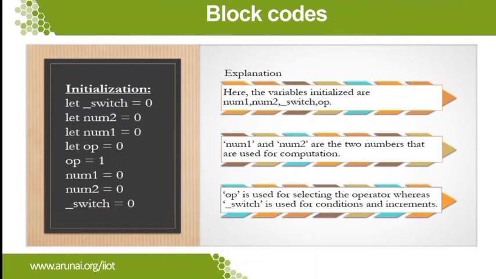Next are the block codes. Here is the sample code of the calculator project. We'll need four variables primarily: switch, number one, number two, and operator. I'll tell you why we need them and what we're going to do with them while demonstrating in the video. These are the variables we need, and we have to initialize them as well. So that is the block code.